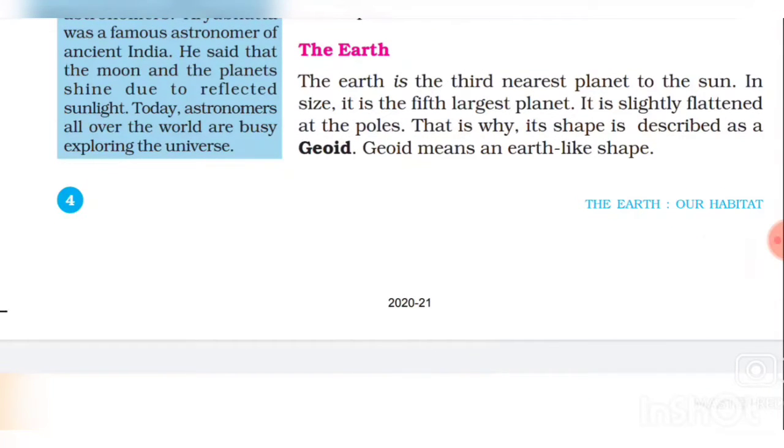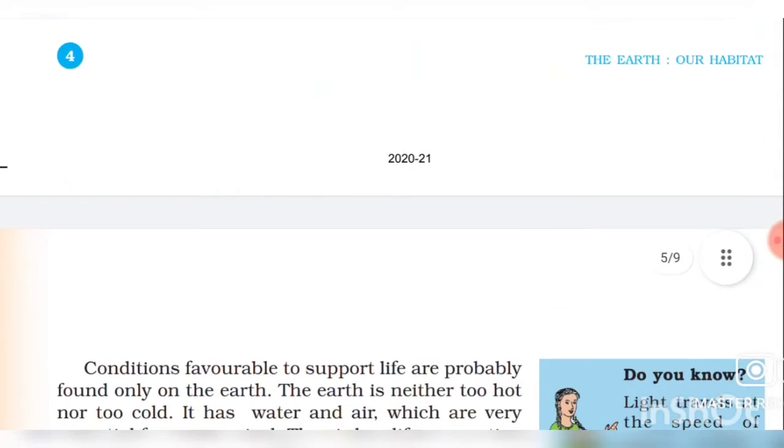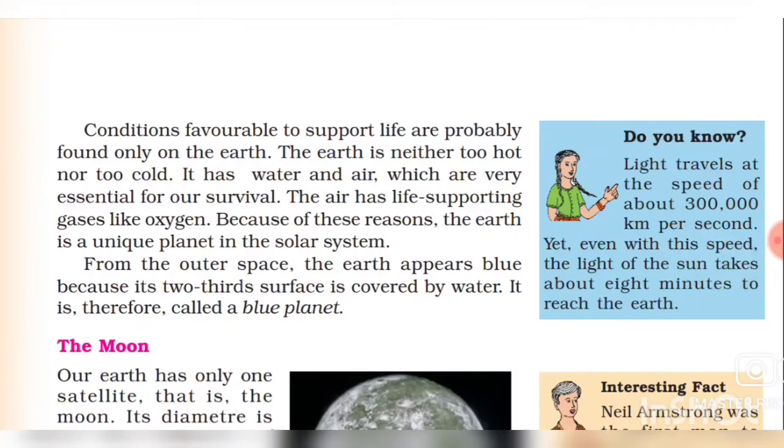Now is Earth. Earth is the 3rd planet in our solar system, and it is the 5th largest planet in our solar system. It is flattened at the poles, and that's why the shape is described as the geoid. Geoid means Earth-like shape. Conditions favorable to support life are probably found only on the planet Earth. The Earth is neither too hot nor too cold because of the distance. The distance between the Earth and the Sun is 150 million kilometers. And it is the one planet where water and air can be found, that is our Earth.